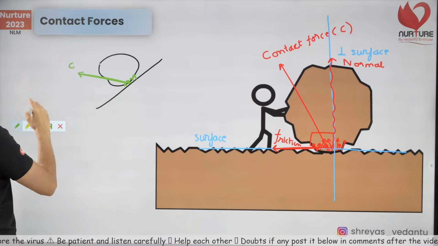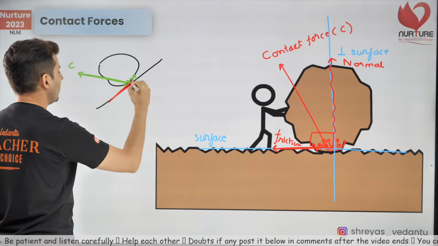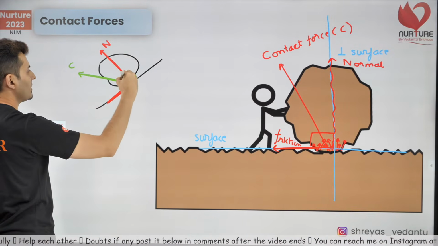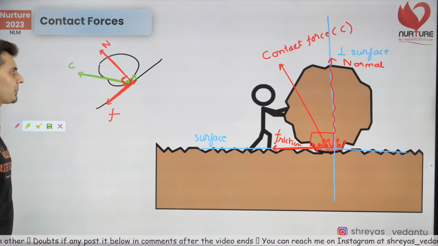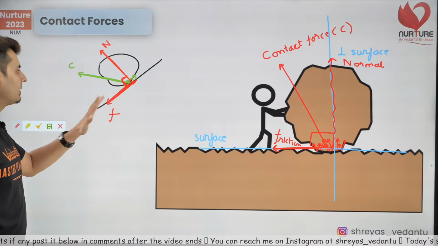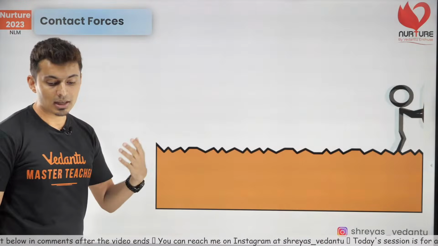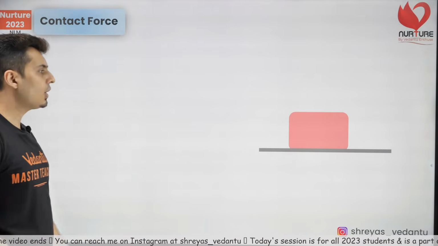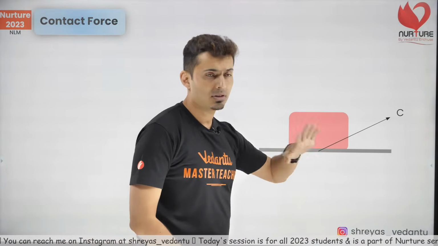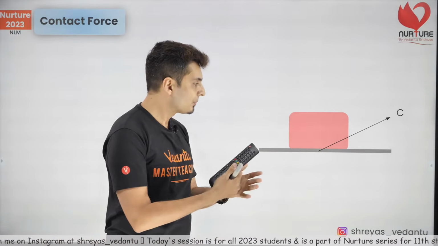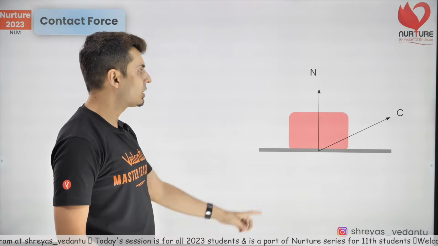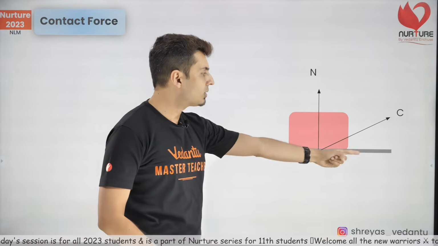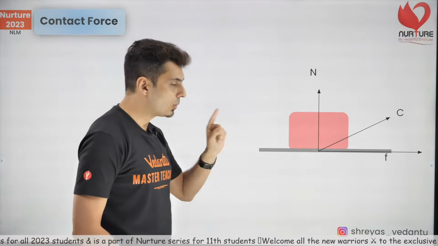This contact can be resolved into two components again, one along the surface, one perpendicular to the surface. This is always called normal because it's perpendicular, and this is called friction. So contact is the resultant of normal and friction, or normal and friction are the components of contact. So any object will experience a contact force when placed on any other surface when they are in contact, and the perpendicular component is called normal, and the component parallel to the surface is called friction. Okay.